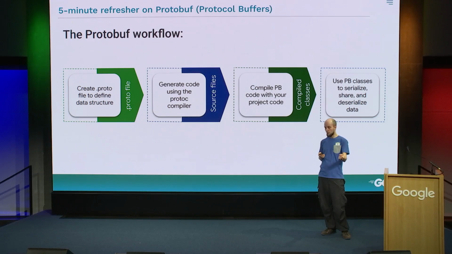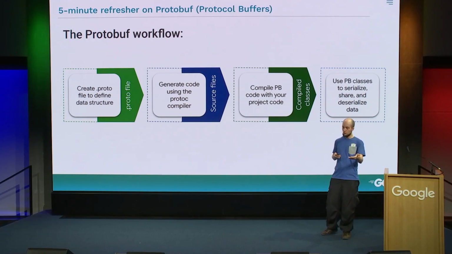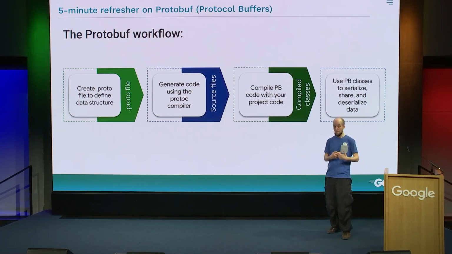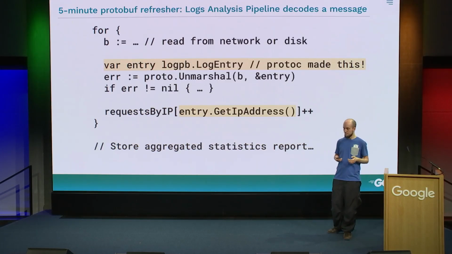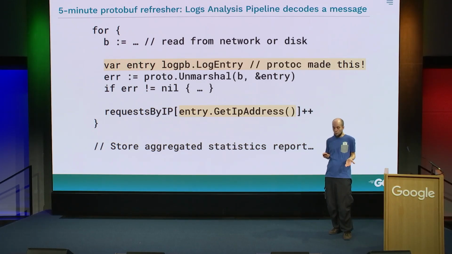Then you feed this .proto file to protoc, the Protobuf compiler, which will generate code based on the file. You then take that code and you compile it into your project. And then, once you have that in your project, you can use the proto libraries to then serialize and deserialize data. How would it look in your Go program?